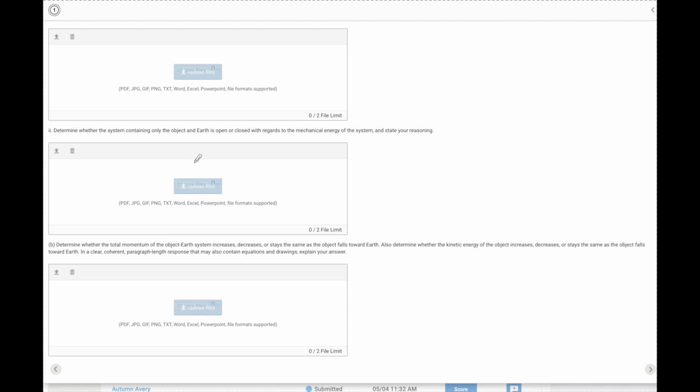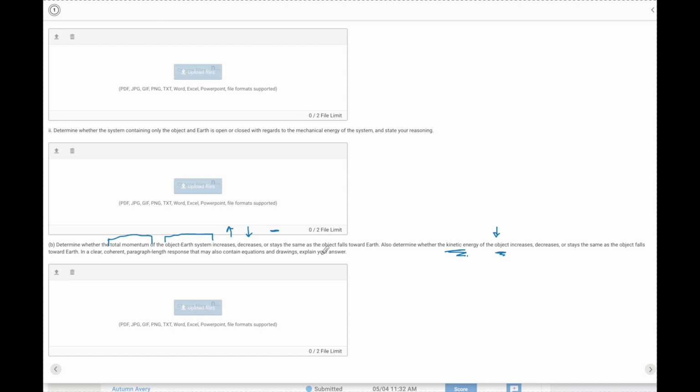Now that we got those formalities out of the way, we can look at the main crux of this problem. They want to know the total momentum of the Earth object system. That's really, really important. Is the total momentum going to go up? Is it going to go down? Or is it going to stay the same as it falls towards the Earth? Also, we're going to have to look at the energy of the object. Once again, they're having us determine things according to the systems that they tell us about. Is the kinetic energy of the object going to go up, down, or stay the same as it falls to the Earth? And a clear, coherent paragraph length response, which may also include equations, drawings, explain your answer.